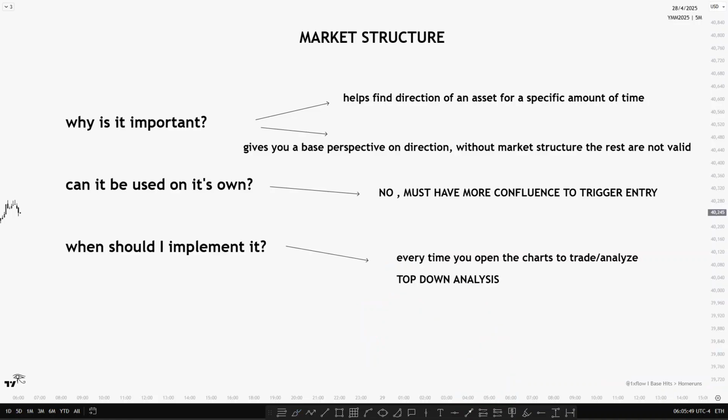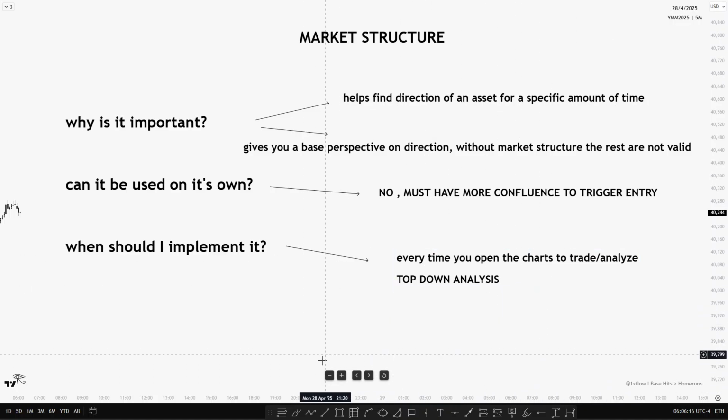Last question being, when should you implement it? When should you use that concept to be able to get into a specific trade? Every single time you open the charts to trade or analyze, and we'll also talk about top-down analysis. So this video is going to be more of a definition and understanding of how market structure works. We're going to show some simplified examples, and then we will have a part 2 that will show actual examples from actual trades taken in the actual server.